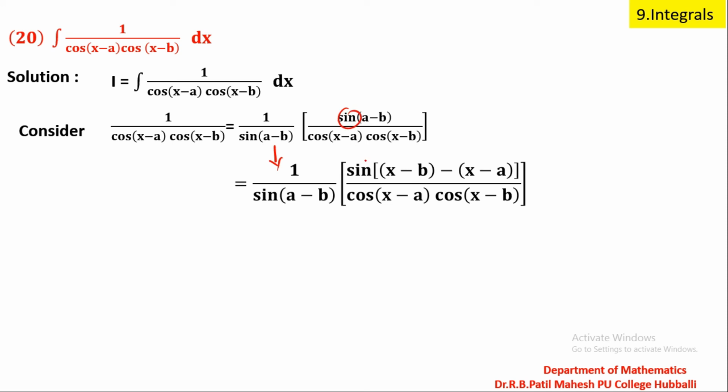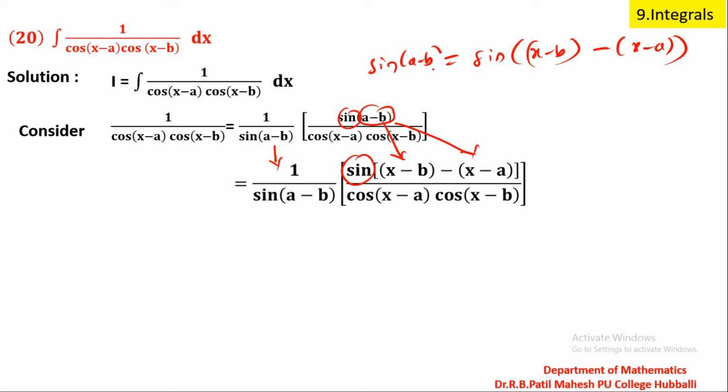Sin a minus b, I am writing in this way. Look at that: x minus b minus of x minus a. Let me take it outside to understand better. x minus b minus of x minus a. Again you get the same sin of a minus b. How do I get it? Let us see.